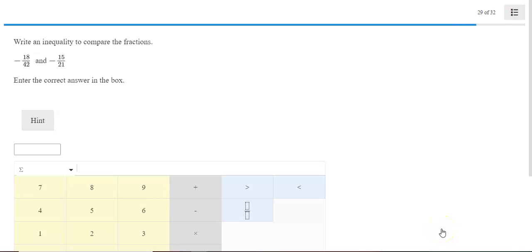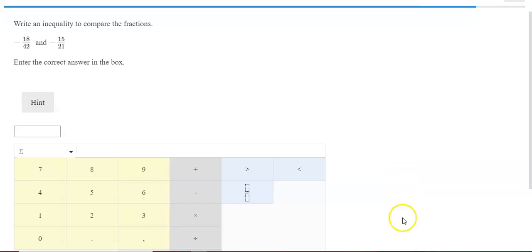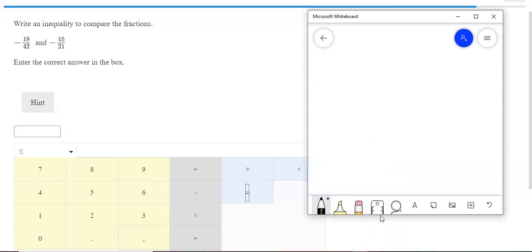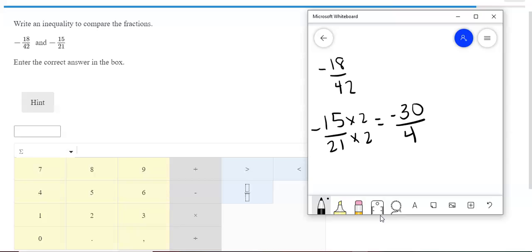Write an inequality to compare the fractions, -18 over 42 and -15 over 21. I know we can keep -18 over 42 because I can change -15 over 21 to have a 42 on the bottom by multiplying by 2. So I have -30 over 42. 18 is going to be closer to 0, so it is greater than.